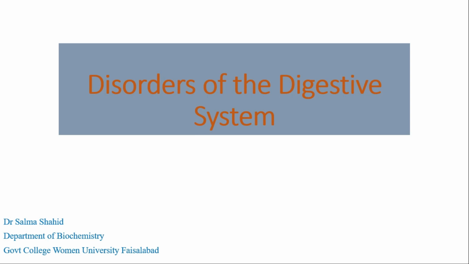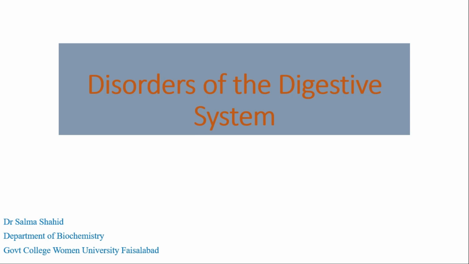In the last lecture, we studied the anatomy and physiology of the digestive system. Now we know very well about the different organs of the digestive system, such as the mouth, oral cavity, esophagus, stomach, large and small intestine, etc. In the current slide, we will try to learn about the disorders of the digestive system.